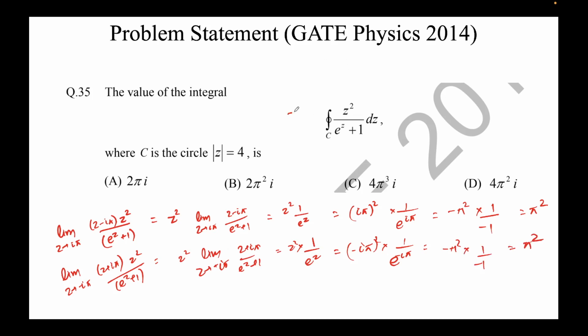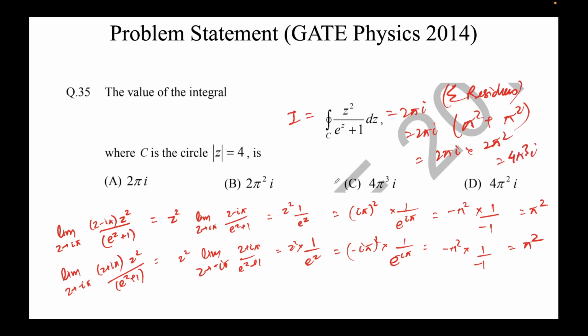And we know that this integral will be 2 pi i times the sum of residues. So we have calculated the residues over here. So this is 2 pi i. First residue is pi square, second residue is also pi square. 2 pi i into 2 pi square will come out to be 4 pi cube i. Yeah, you are correct. C is the correct option that we have obtained for this question. Yeah, so that's that.